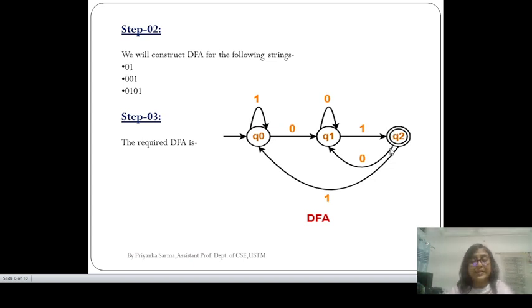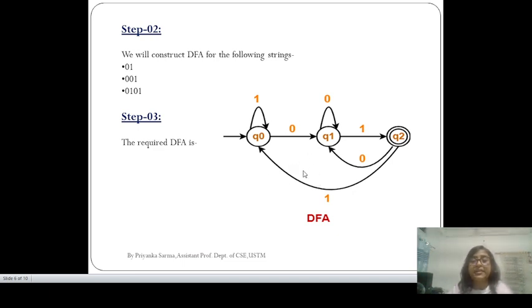Q2 here is the final state. It is represented by the double circle. So after accepting 0, Q2 can move to the Q1 state. Similarly, after accepting 1, Q2 can move to the Q0 state. So this is the transition diagram for the given problem.